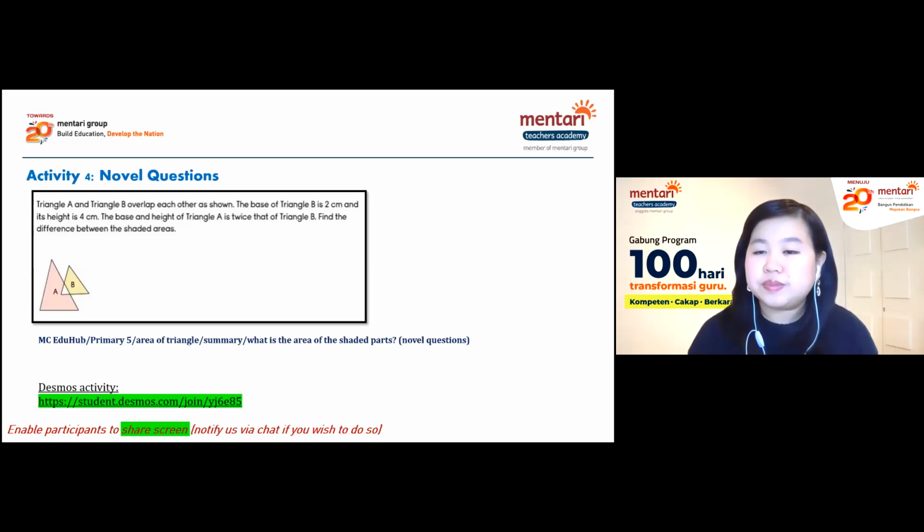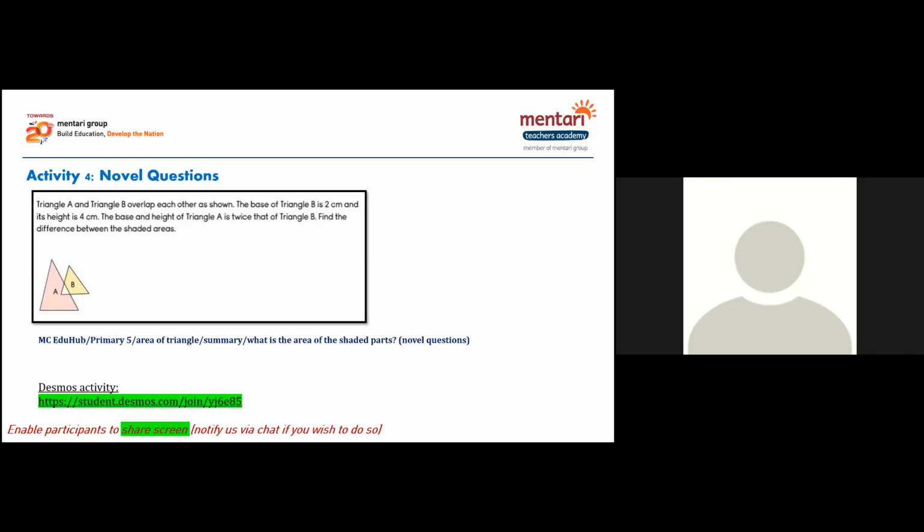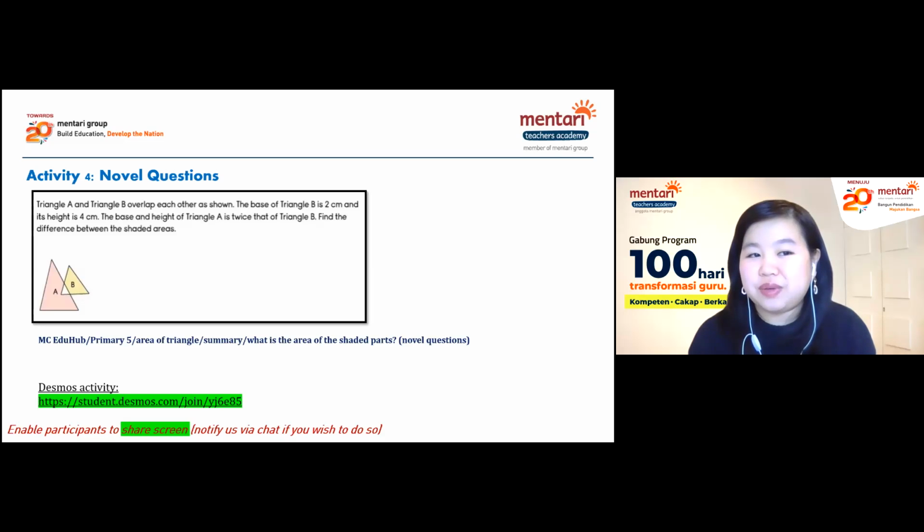And then, since the clue is triangle A is twice that of triangle B, then I double the area of triangle B. So double of 4 is 8. But I'm not sure about the difference between the shaded areas. So I just subtract 8 by 4 and I get 4. Thank you, Ms. Indah, for sharing with us.